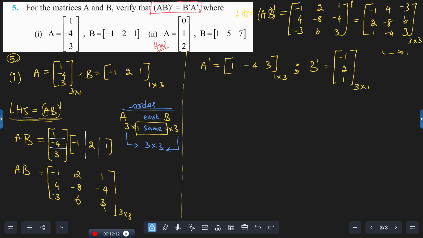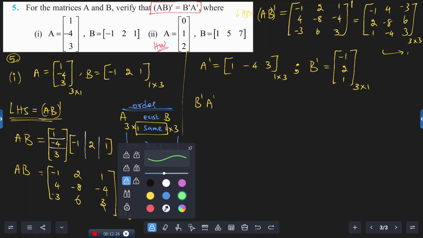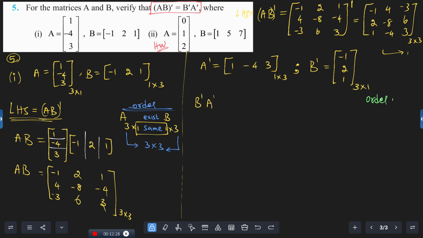Now we have A dash as well as B dash. So we have to multiply B dash and A dash. Before that, we should check whether the product exists or not. So we have to find the order of B dash and A dash. Here you can also write order of AB. What is the B dash order? Here we have 3 by 1.